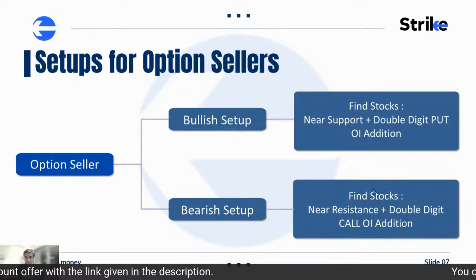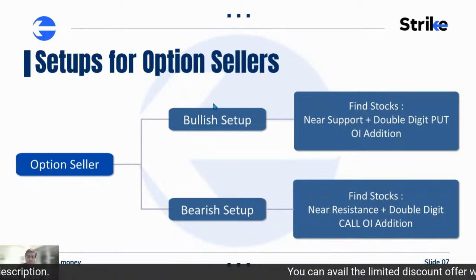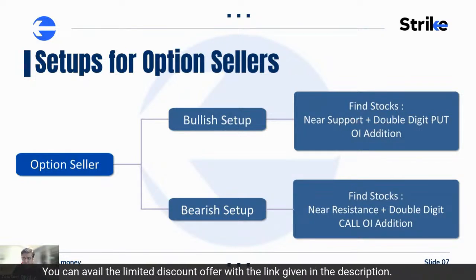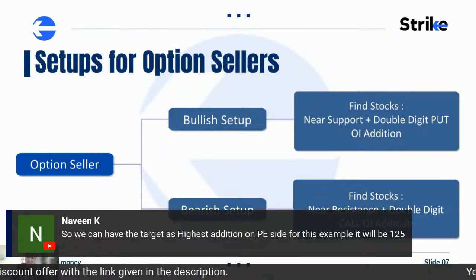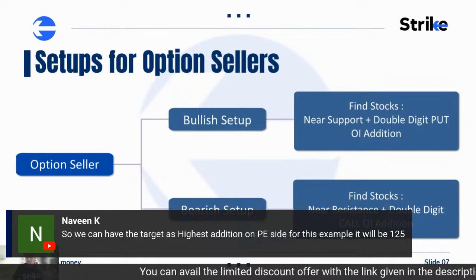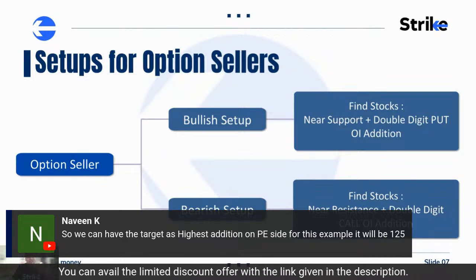Can you repeat how to check the chart? Okay, yeah, sure, no worries. But I hope you've got the setups for option sellers and option buyers. We can have the target as the highest addition in OI. But Naveen, it is not a thumb rule. We can say it can go to that particular level, but the next day, at any other strike, if new positions are built, the data will change.